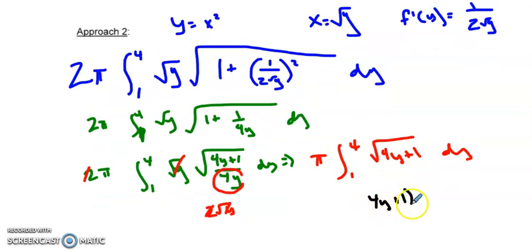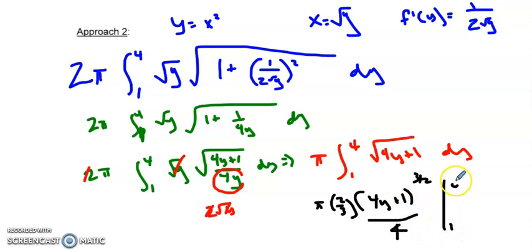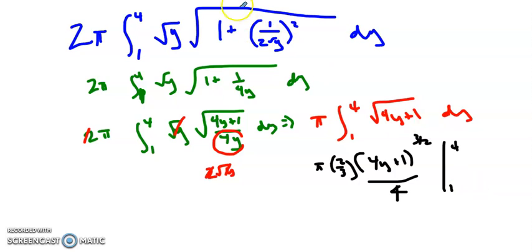Now I can do this as a fairly easy integration problem. 4y plus 1 goes up a degree to the 3/2. My pi out in front. Now I need a 2/3 to fix the power rule. So I go up to 3/2 and multiply by its reciprocal 2/3. Then don't forget you have to divide by 4 to undo the chain rule. And I'm going to evaluate that from 1 to 4. I think it might be best if I clean it up a bit first. I'm going to get 2 pi over 12, so that's pi over 6.